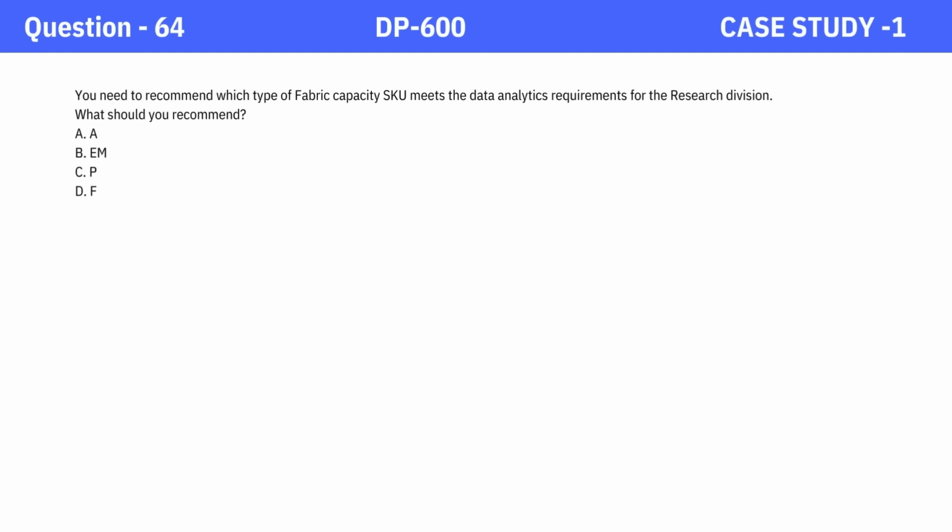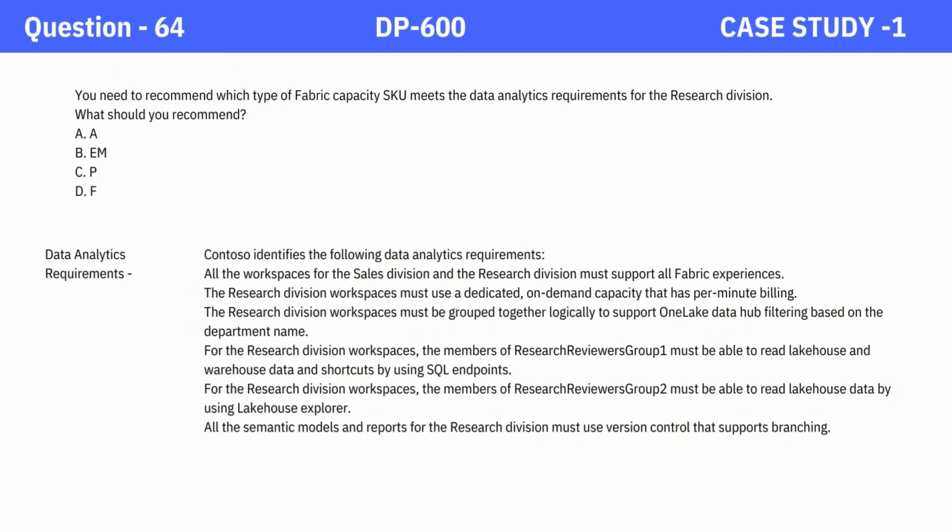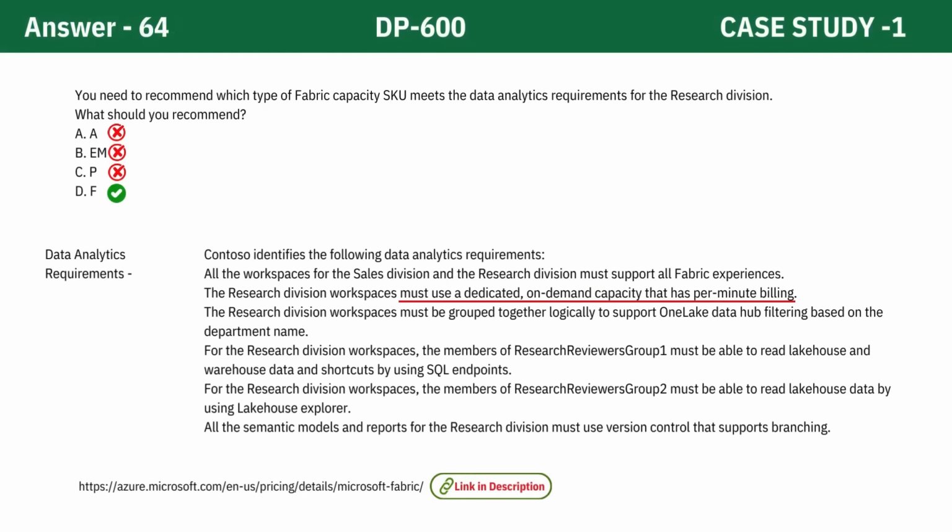Question 64. You need to recommend which type of Fabric Capacity SKU meets the data analytics requirements for the Research Division. What should you recommend? A, B, EM, C, P, D, F. The correct answer is option D, F. We all know that the Fabric SKUs start with F, and all other options are incorrect.